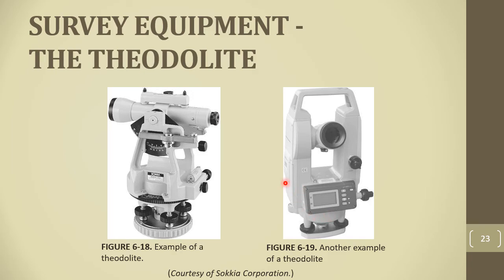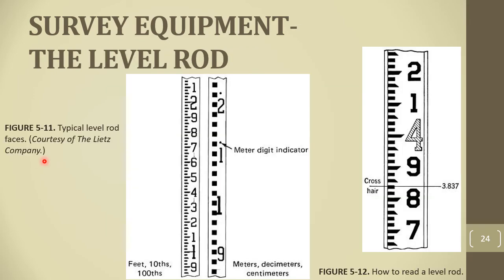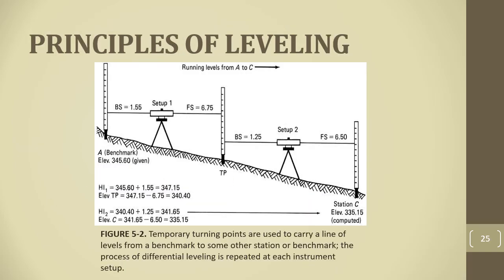This one gives you the readings electronically instead of using a vernier. When we level, we use these rods, and these rods will allow us to tell what the height of a location is above the instrument. So how do we make use of these instruments?